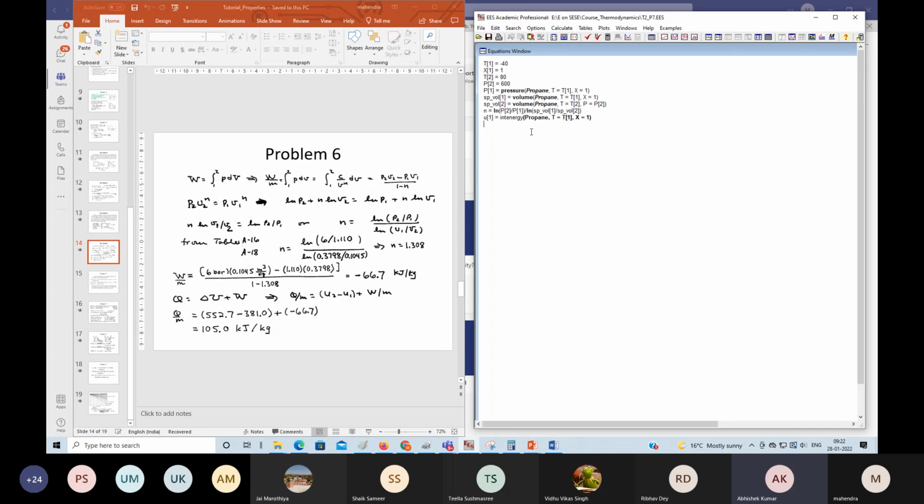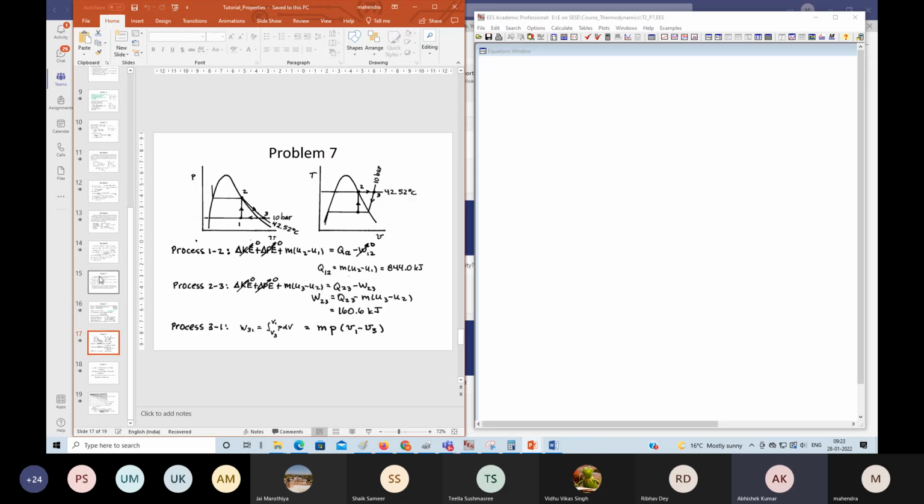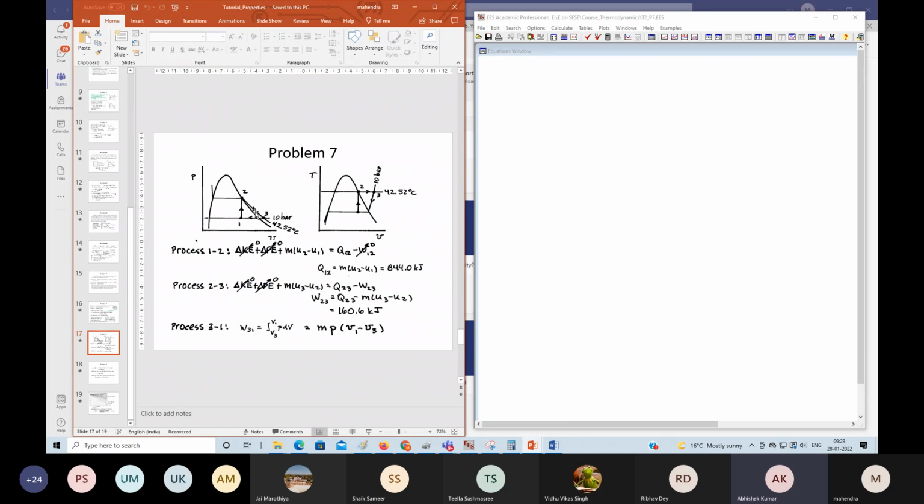So this is about our problem number 6. Now problem number 7, as we have seen, that is a cycle. For this kind of cycle, 3 processes have been given over here. Process 1-2, constant volume process. Process 2-3, constant temperature process. Process 3-1, constant pressure process. All 3 processes are reflecting like this.